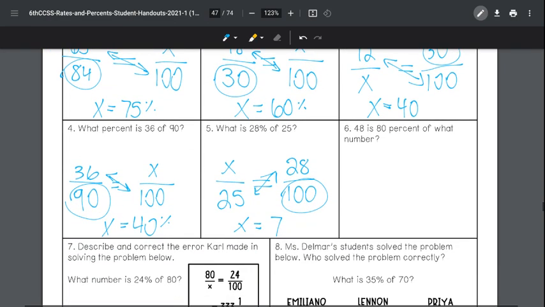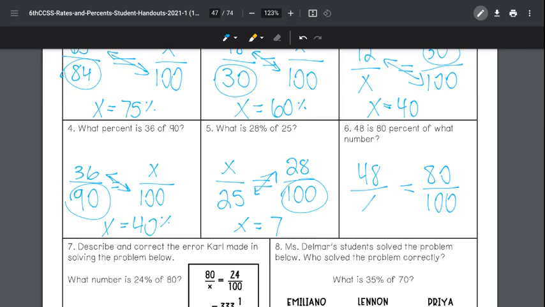Number 6, 48 is 80% of what number? Percent always goes over 100. 48 is 80% of what number? Cross multiply and divide. 48 times 100 is 4,800. Divide that by 80. You get x equals 60.